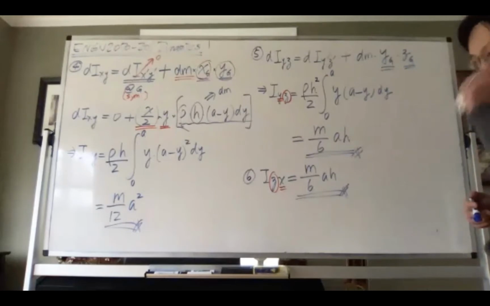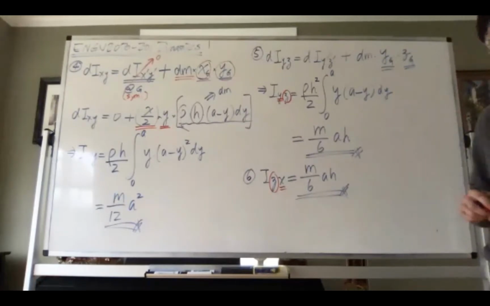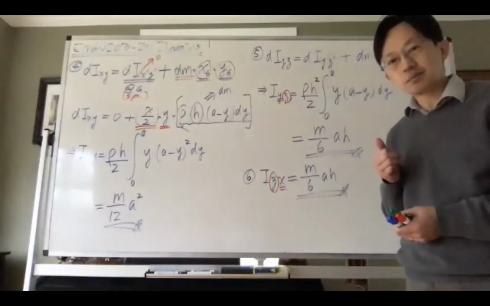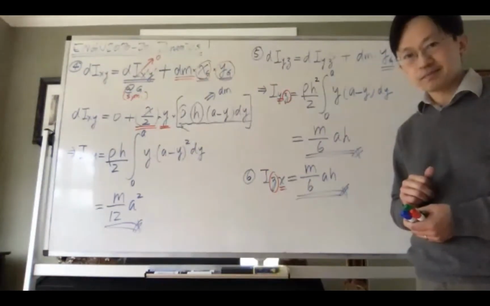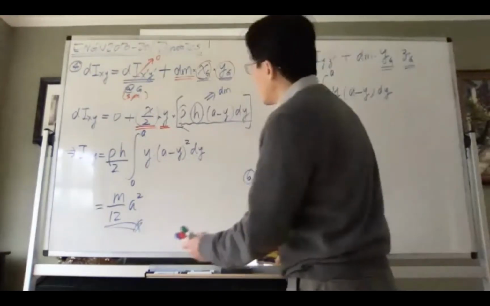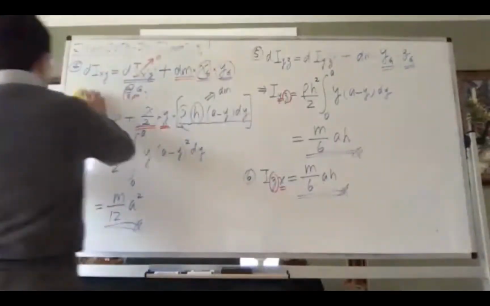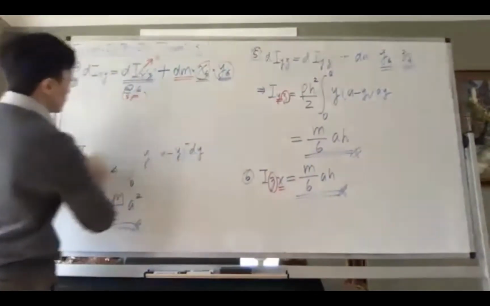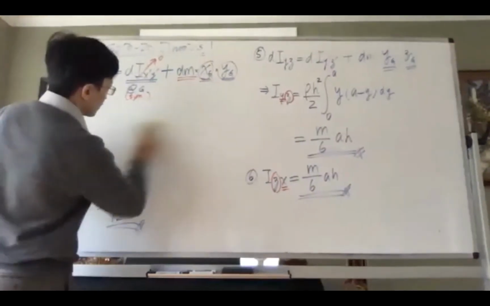Now we have found all 6 values for mass moments of inertia and mass products of inertia. So that's what we have found so far. Now let me get back to this point to show you why the mass products of inertia on the symmetric plane is 0. Why is that?